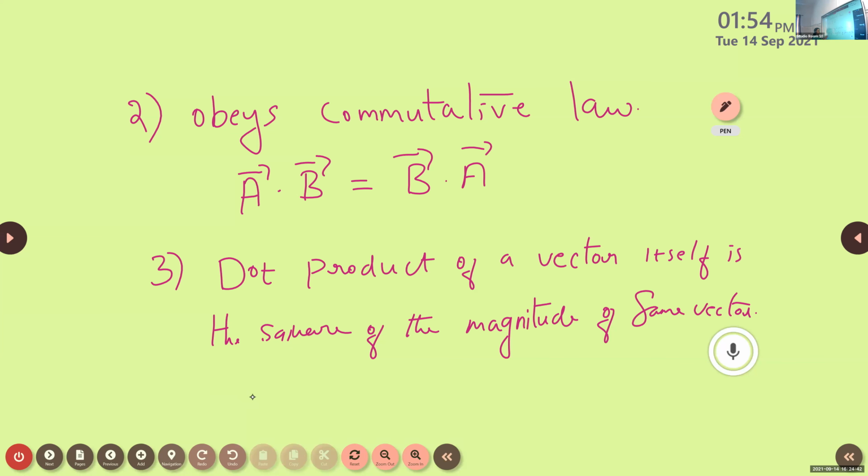Instead of vector A, you can take it as vector B, no problem, but the second vector always remains the same. Vector B dot vector B is equal to B squared cos theta.